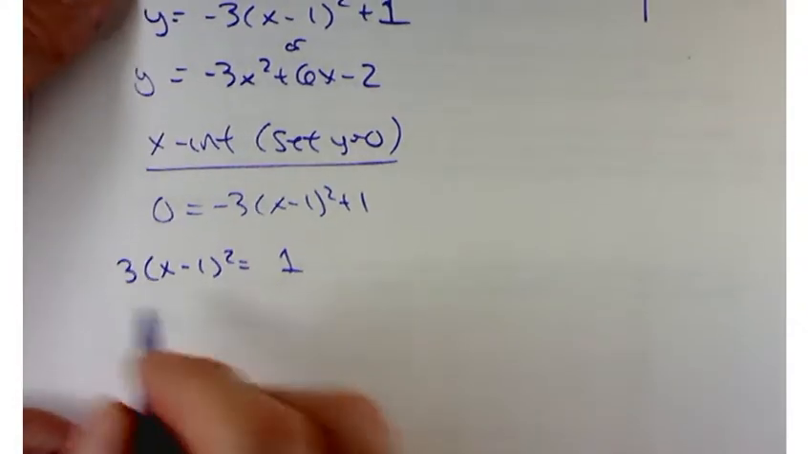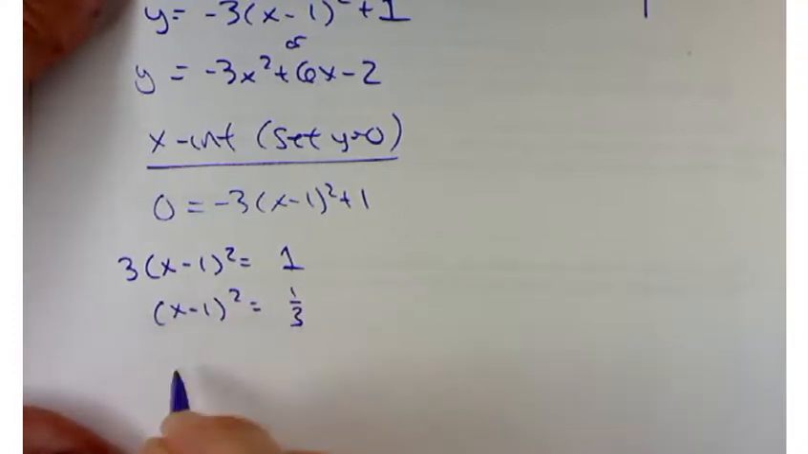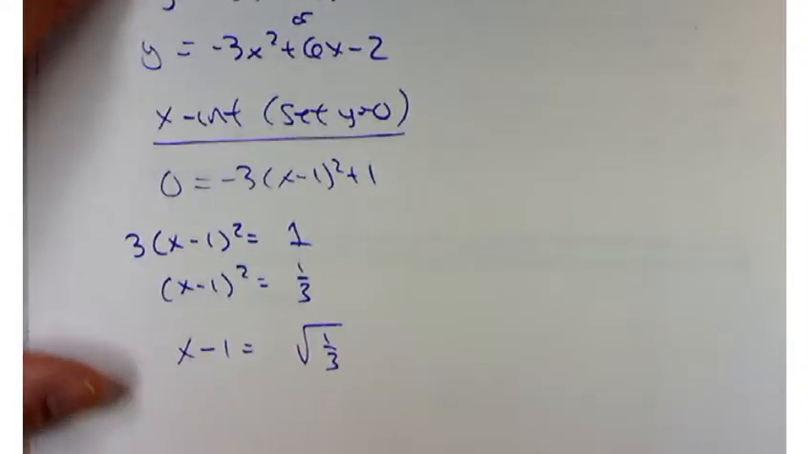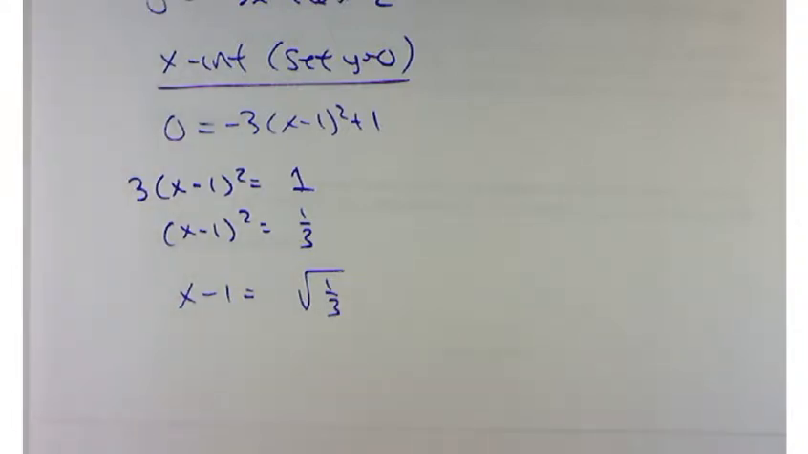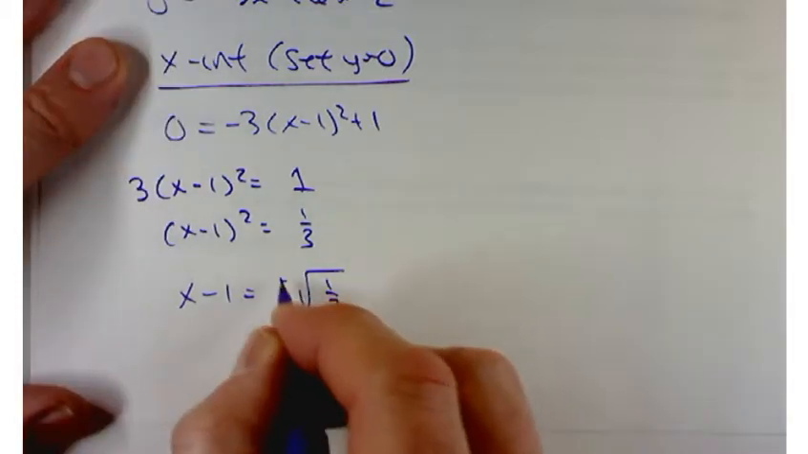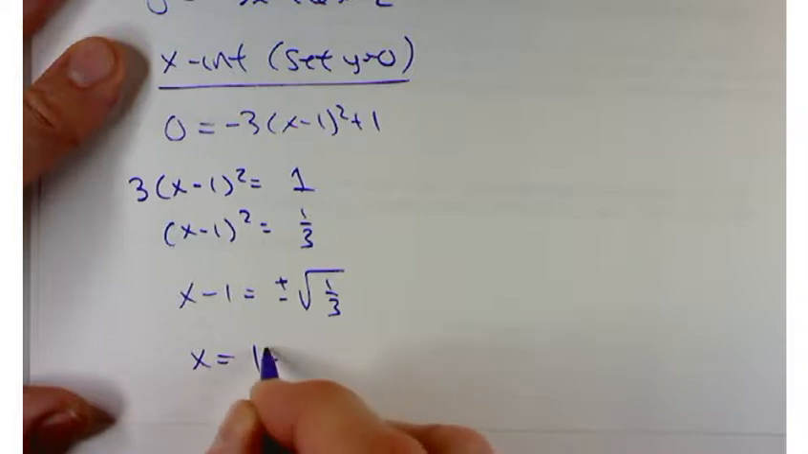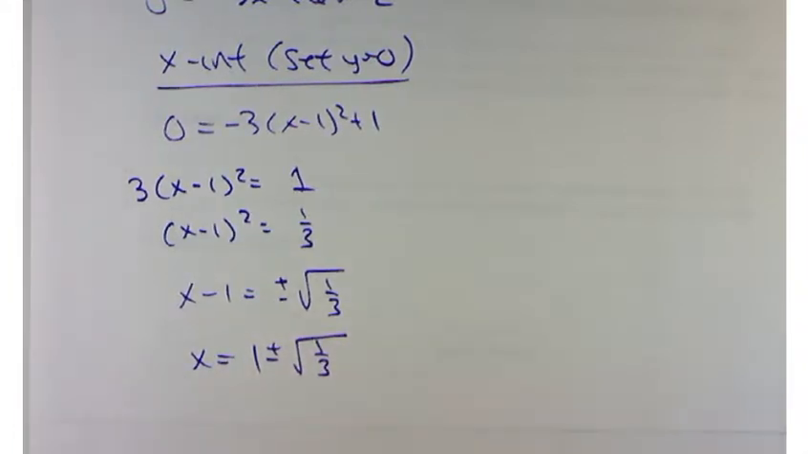To finish solving here, I'm going to divide both sides by 3. And then take the square root. Of course, hopefully you won't write just something like this. What's wrong with that? Yeah, I need that plus or minus. So I want that plus or minus. And then I'll move the 1 to the right-hand side and get 1 plus or minus the square root of 1/3. So there's really two x-intercepts there, the positive root and the negative root.